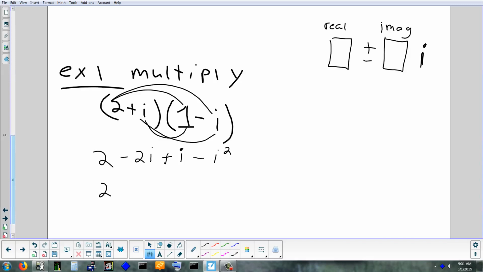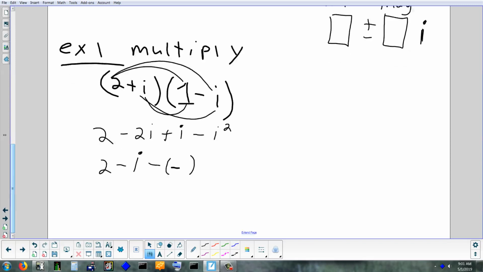What's negative 2i plus i? Negative i. Or negative 1i. Yep. Minus. Now I just copied the minus down. What is i squared? Negative 1. Negative 1. Yes. So now I have 2 minus i minus minus 1. Well, what's minus minus 1? Plus.